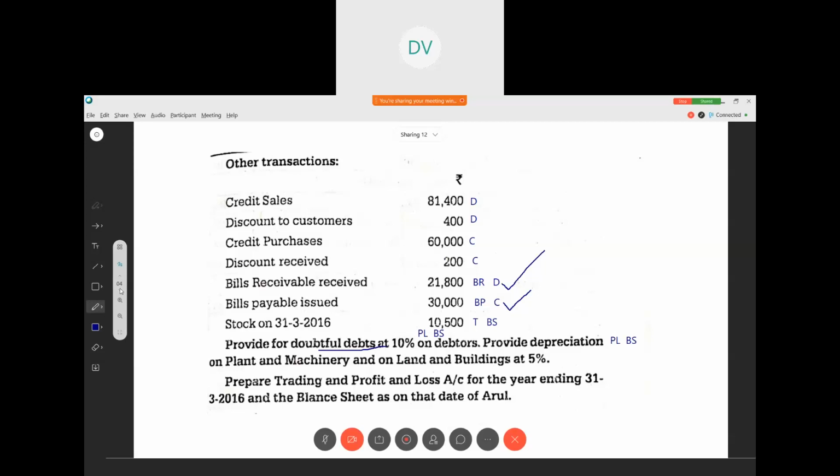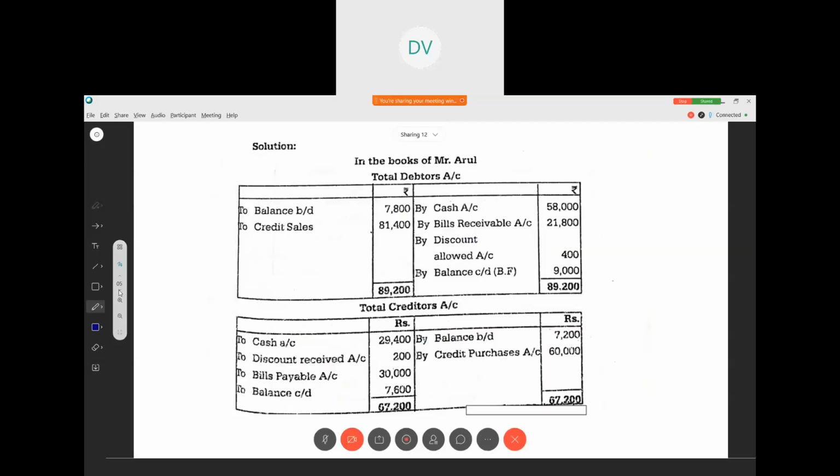So as they have given us opening capital, opening balance sheet, we need not prepare the cash book also. Here, let us directly start with debtors account. So total debtors account. Usually debtors always shows the debit balance, opening balance. Okay. So credit sales. This will increase the value of debtors. So credit sales it is given. Then cash received from the debtors. This will reduce the value of debtors. So cash received from the debtors, bills receivable received from the debtors, discount allowed 400.